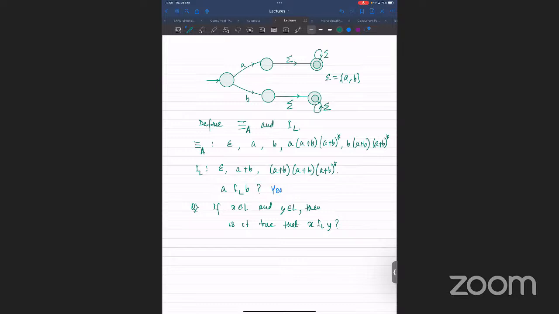Is it necessary that if X and Y, both of them belong to language L, where L is, let's say, regular, they are indistinguishable? If X and Y are in L, are they indistinguishable necessarily? Is it always the case? Why? Can it happen?